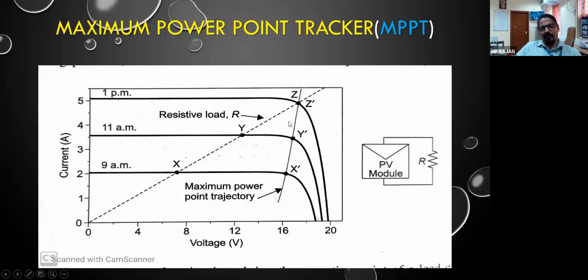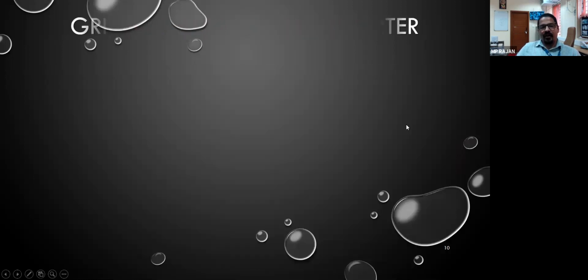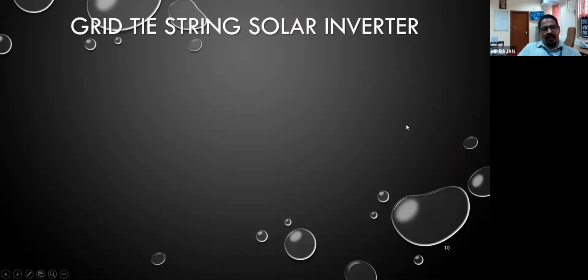So by impedance matching of load and solar module resistance, it is continuously changing the maximum power point. So your grid tie inverter will be having an MPPT, maximum power point tracking. So that is enhancing the power. Okay. So let us see. I told grid tie in solar inverter system.